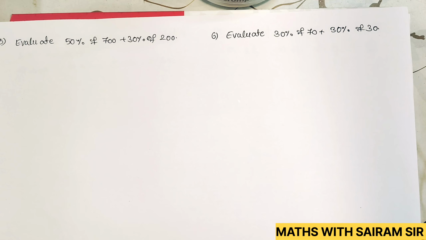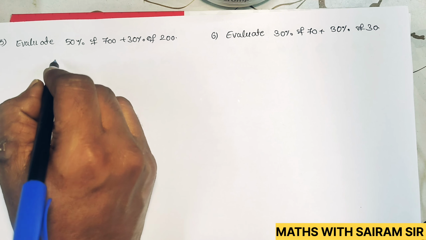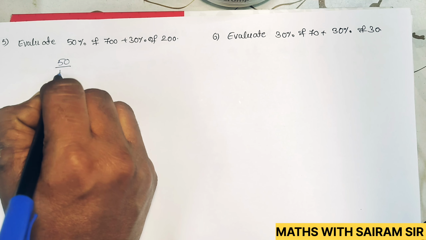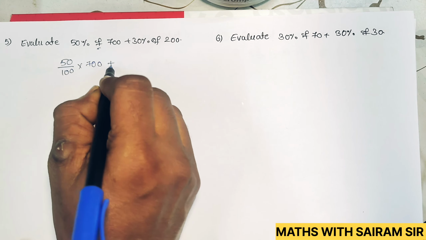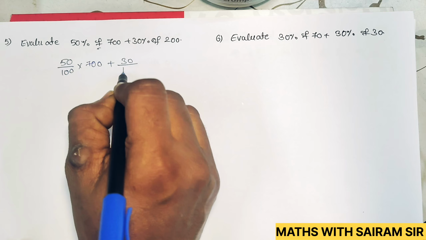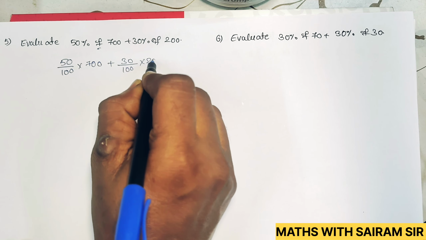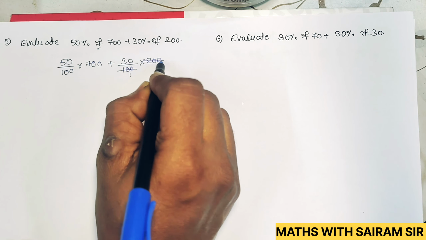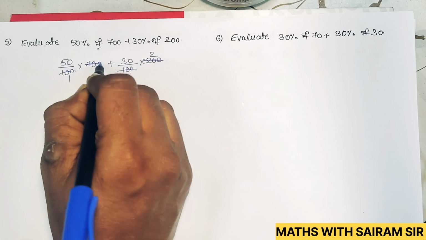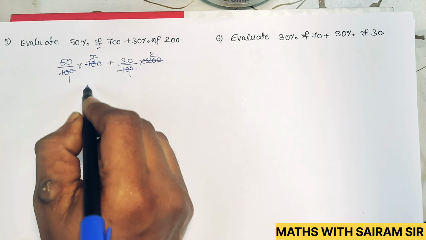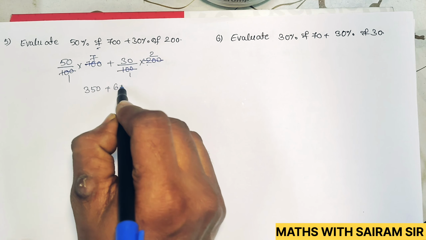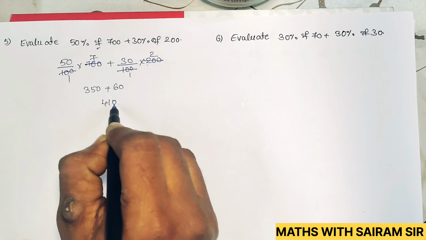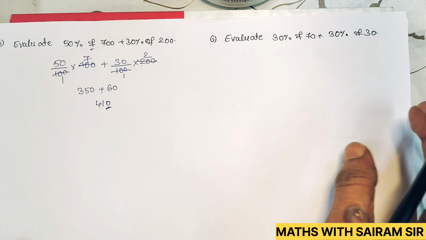Evaluate 50% of 700 plus 30% of 200. So firstly 50% means what? For 100, half means into 700 plus 30% means what? For 100, half means into 200. So 100 ones are 100, 100 twos are 200, 100 ones are 100, 100 sevens are 700, 50 into 7, that is 350 plus 30 twos are 60, and adding this you will get 410. Now let us see this sixth question.